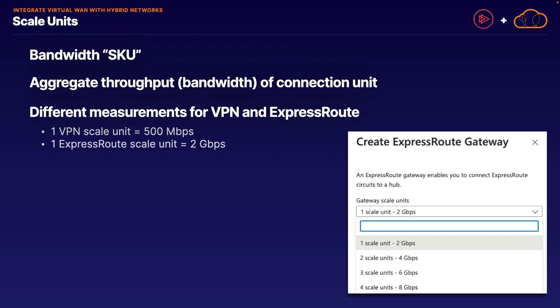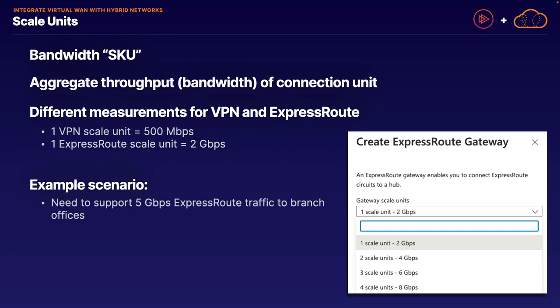To highlight this, let's consider the following example scenario. Let's say that we have a requirement in which we need to support 5 gigabits per second of ExpressRoute traffic to our branch offices connected to a single virtual hub. Now the question would be in this case, how many scale units would you need to select in order to fulfill this requirement? Well, let's break this down.